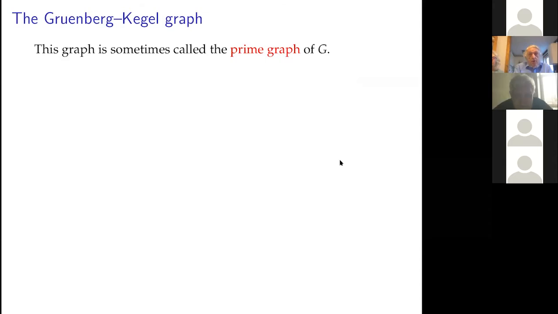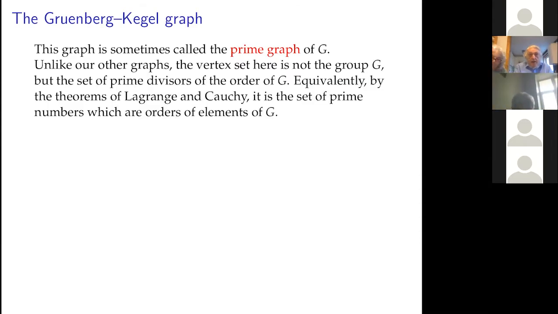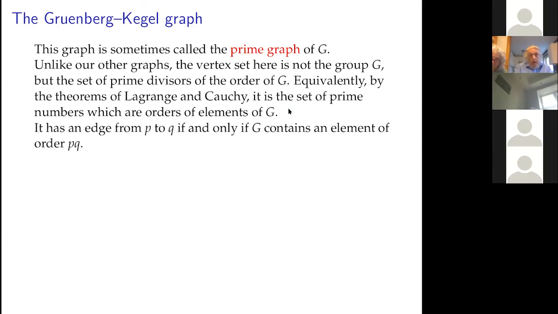It's the Gruenberg-Kegel graph, sometimes called the prime graph of the group. For any group G, the Gruenberg-Kegel graph is defined like this. The vertex set is not the group G, it's the set of prime divisors of the order of G. So this is typically a tiny little set compared to the size of G. In other words, it's the set of prime numbers which are orders of elements of the group. And we put an edge between the prime p and the prime q if and only if G contains an element of order pq.